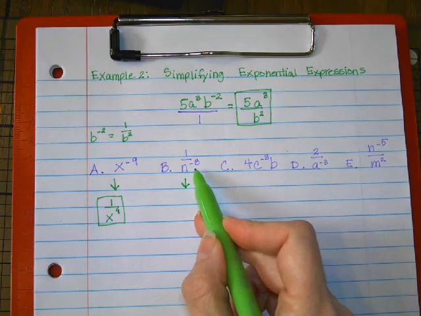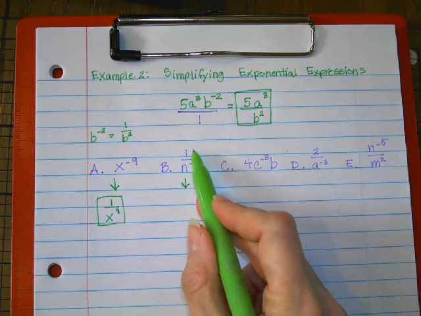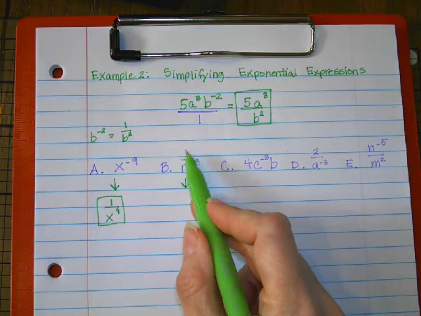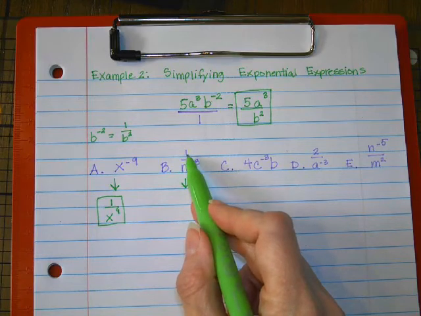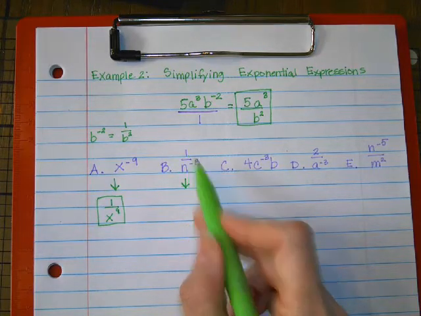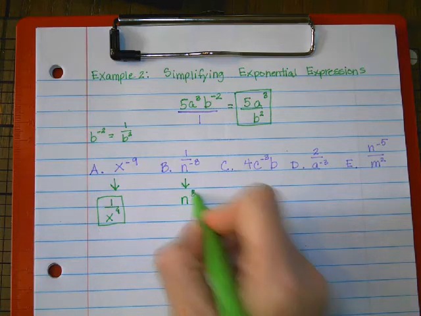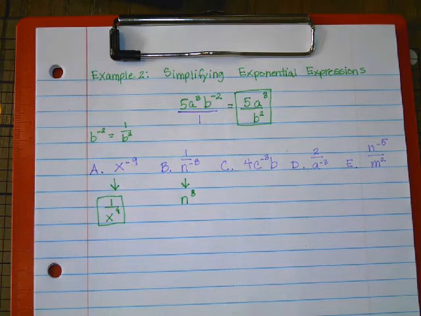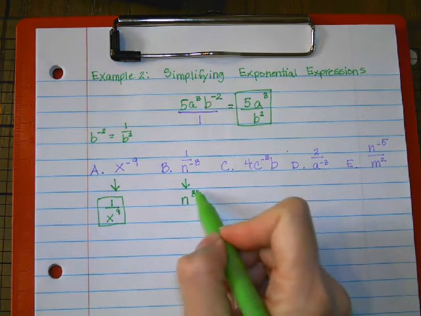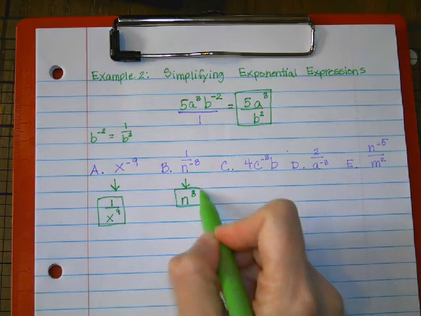Now on our second one, we notice that our negative exponent is in the denominator. So to make it positive, I have to move it to the numerator and multiply that value times 1. Well, 1 times anything is that value. So if I move that n to the numerator and give it a positive exponent of 8 and multiply it by 1, I get 1n to the 8. So this would be my final answer.